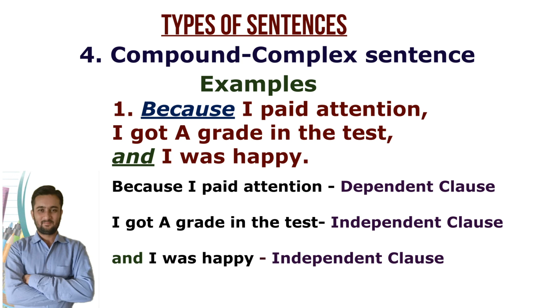And last one, and I was happy. Now here this part starts with a coordinating conjunction word and. So here you can see one subordinating conjunction word because is there and one coordinating conjunction word and is there. So this sentence is called compound complex sentence, because here compound word is there and complex word is there because. That's why this sentence is called compound complex sentence.